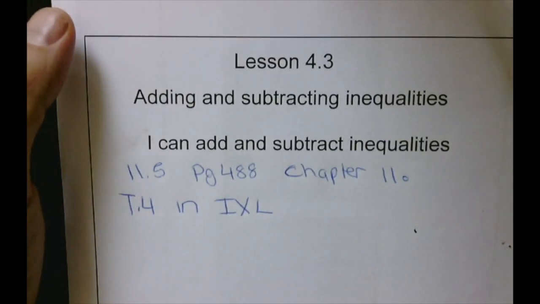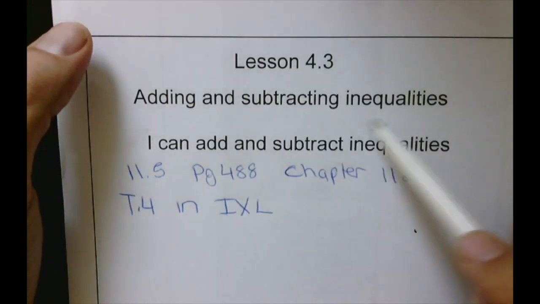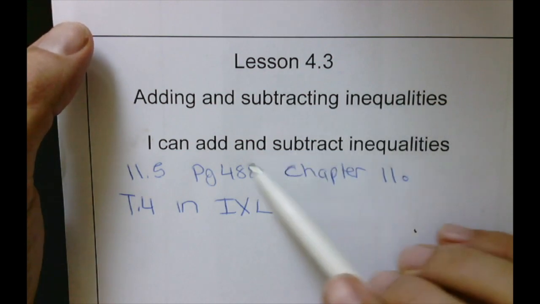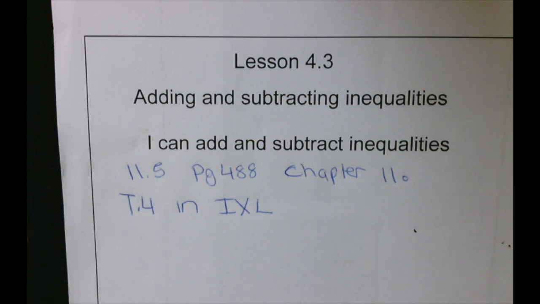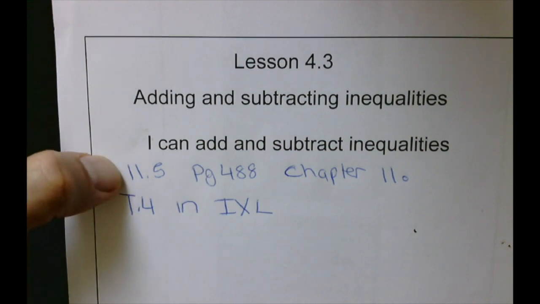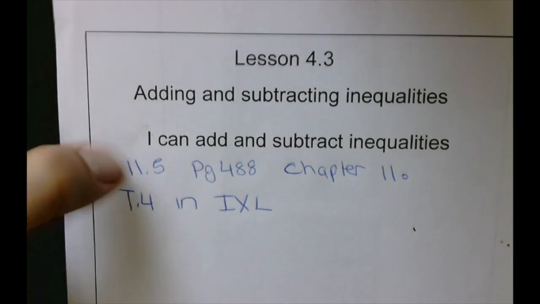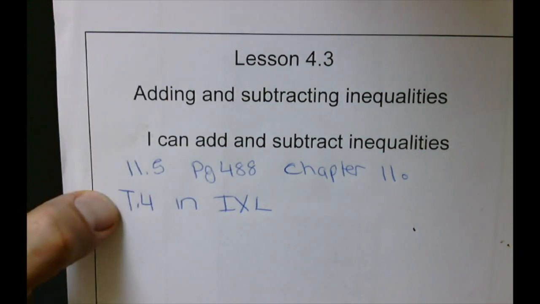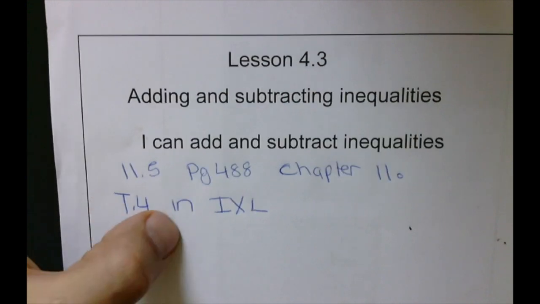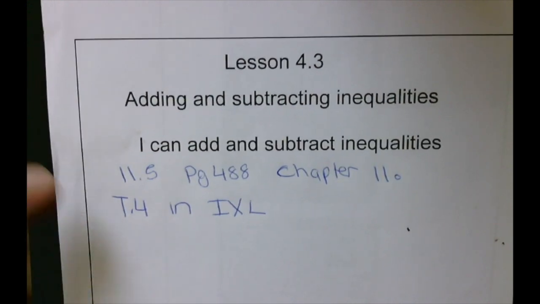Today's lesson, lesson 4.3, will be on adding and subtracting inequalities. The learning goal is I can add and subtract inequalities. For more information on adding and subtracting inequalities, you can refer to 11.5 in the 7th grade textbook. This is on page 488 in chapter 11. For additional information, you can refer to IXL T4.